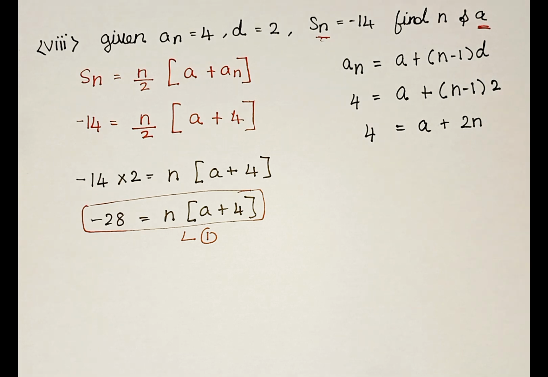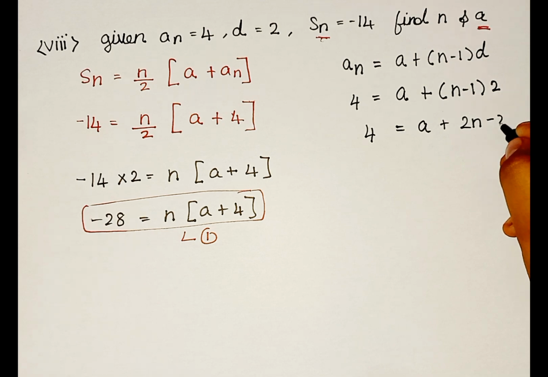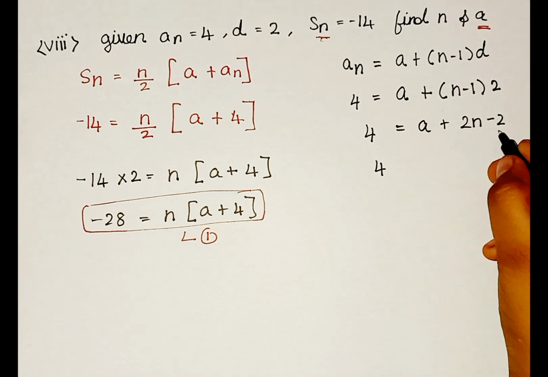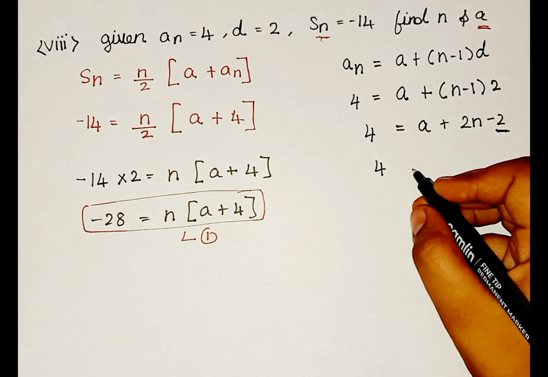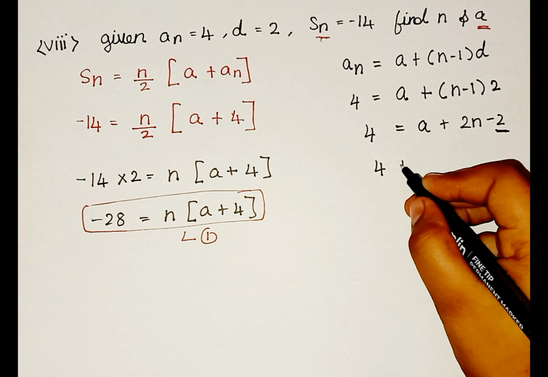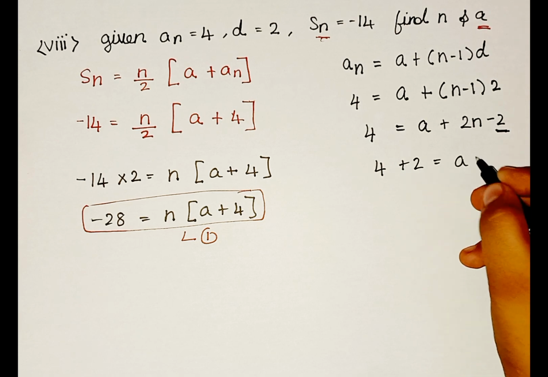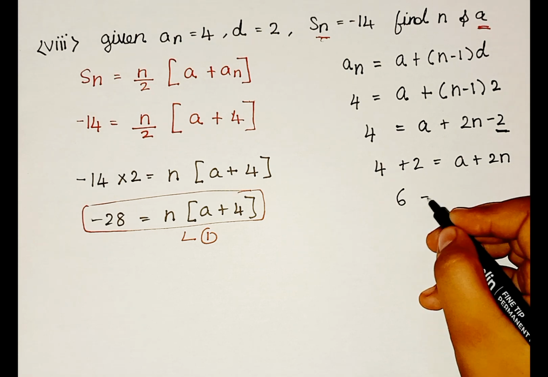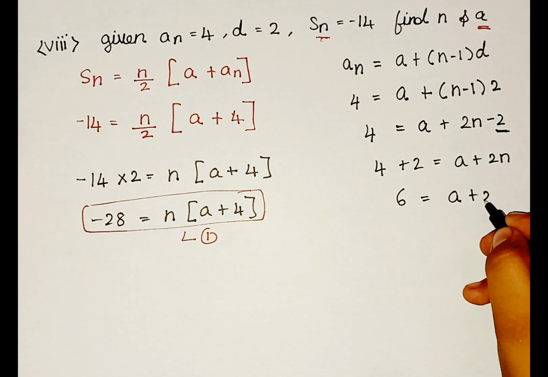So when we just multiply them, now we will get 2n. Okay, how? 2 into n is 2n and minus 1 into 2 is minus 2. Okay, this is how we find it. And then we can write 4 as it is. Since I have minus 2 here, when it comes to this side, it changes into plus 2, is equal to a plus 2n. So 4 plus 2 is 6, is equal to a plus 2n.